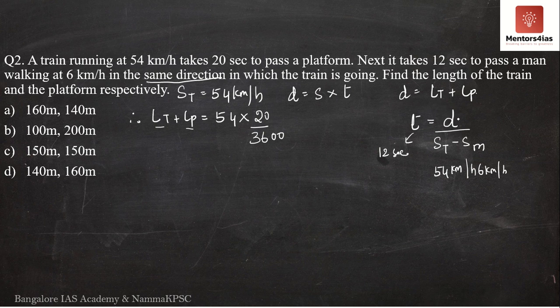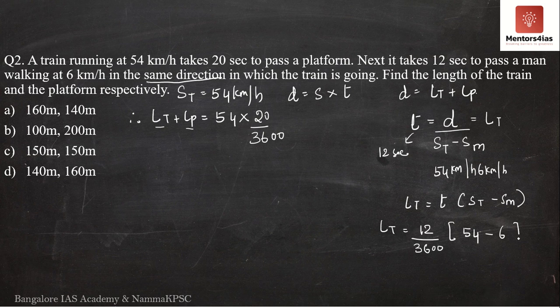And what will be the distance over here? The distance will be nothing but the length of the train itself. Therefore, can I write this as length of the train equal to time into speed of the train minus speed of the man? I'm just taking this to the left hand side. Therefore, what is the length of the train? Time is 12 seconds. 12 seconds in terms of hours is 12 divided by 3600, into the speed of the train, which is 54 kilometers per hour minus the speed of the man, which is 6. So we get 12 divided by 3600 into 48.